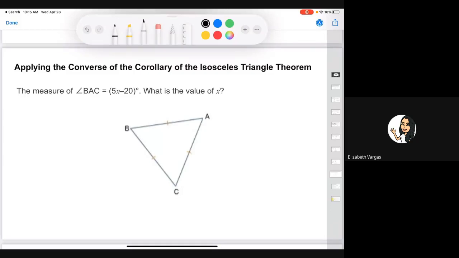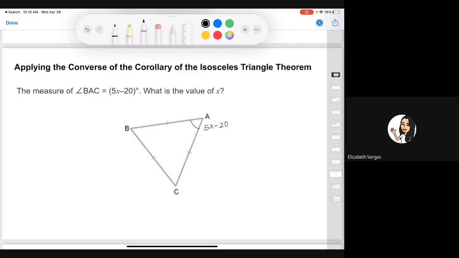Now this next one we're going to work with deals with the corollary. This is the last example problem. Remember, the corollary told me if I have equal sides, then I have equal angles. If I have equal angles, then I have equal sides. Okay? So this says the measure of BAC. So BAC is going to be this one right here. Is equal to 5x minus 20. What is the value of x?